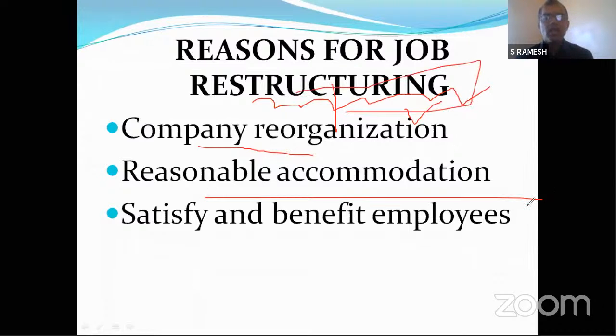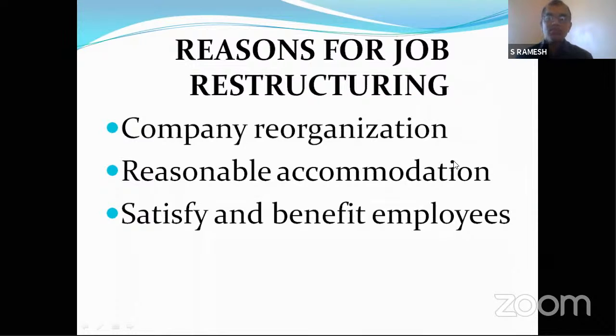Reasonable accommodation of all the employees. So you may have to accommodate all the employees. Let us take, for example, for nearly 10 months, the entire world has been gripped by a pandemic situation. In that case, in order to accommodate new employees, or in order to accommodate the existing employees, you may have to restructure, remodel your organization. Sometimes you have to satisfy employees, you have to provide benefits to employees of various kinds. In that case also, you may have to restructure your job.